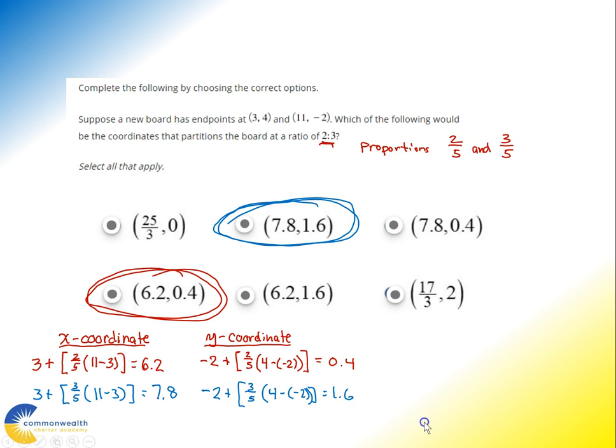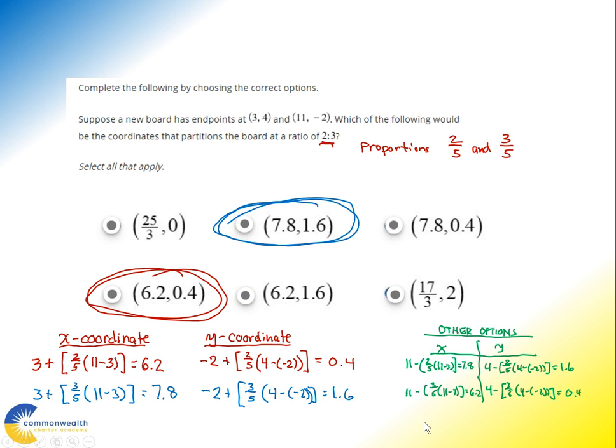So other options I could have used for this were to do 11 minus 2/5, and 4 minus 2/5 times 4 minus -2, or I could have done 11 minus 3/5. As you see, I get the same coordinates. So there's only going to be two breaking points, no matter which way you calculate it, and there's different methods you could find it. So you just have to be careful that you know which point you're working with and which way the breaking point has to be with respect to that point, whatever it may be.